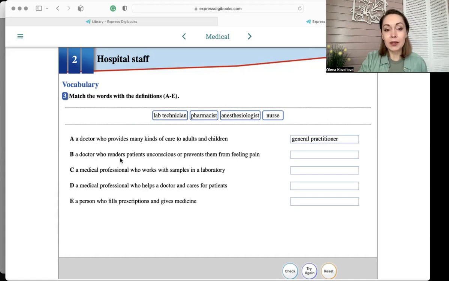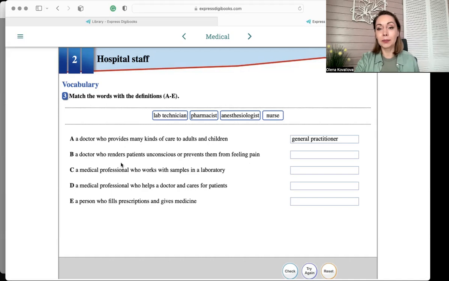A doctor who renders patients unconscious or prevents them from feeling pain. Yeah, we have the new word, renders, but do not be afraid of this word because it's really simple. Да? Не боїмось нових слів. I will try to give you some synonyms if not the translation. So, provide and render, that's absolutely the same. But they do not want to use one word all the time. They give you the synonym. So that's the same like a doctor who provides patients unconscious.